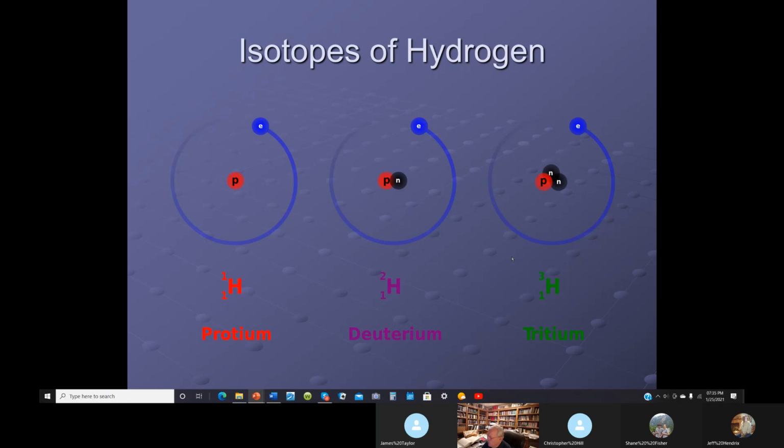Now then, we have tritium. Tritium has one proton in the nucleus. That makes it hydrogen. Then it has 3 particles in the nucleus. That's where this 3 is. So we have 1 proton and 2 neutrons. It's still hydrogen because it only has 1 proton. Now then, are there questions about what an isotope is?